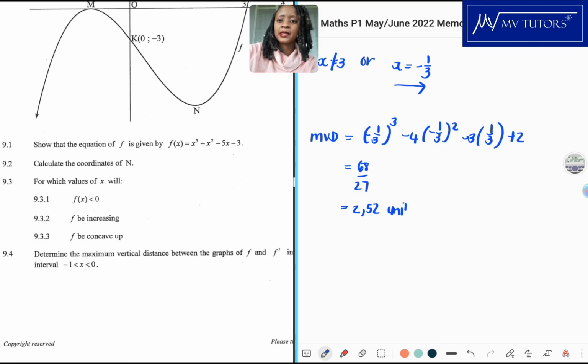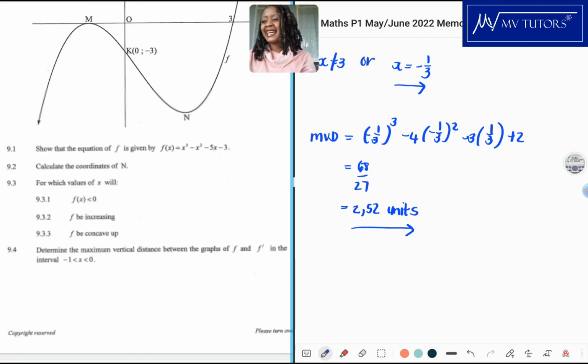I say units because I don't know what they're using here. Is it meters? Is it centimeters? Is it millimeters? Is it inches? So 2.52 units. And that concludes question 9.